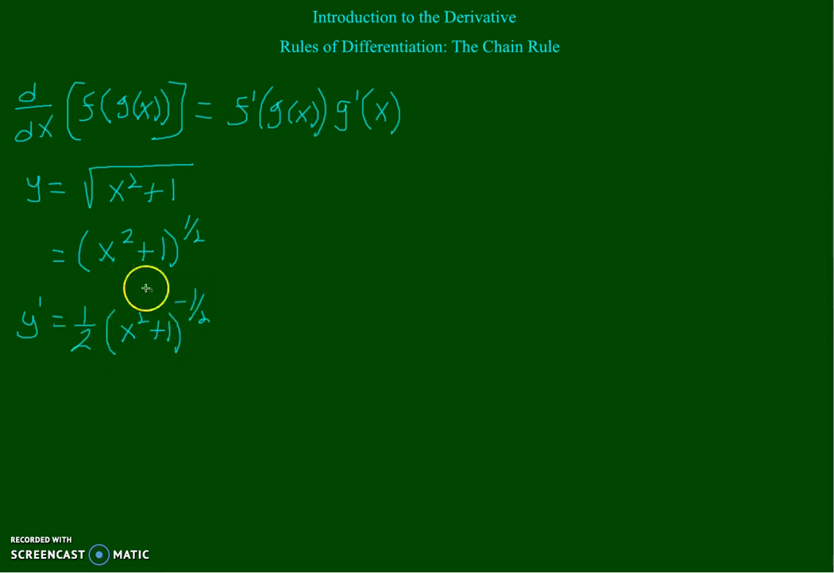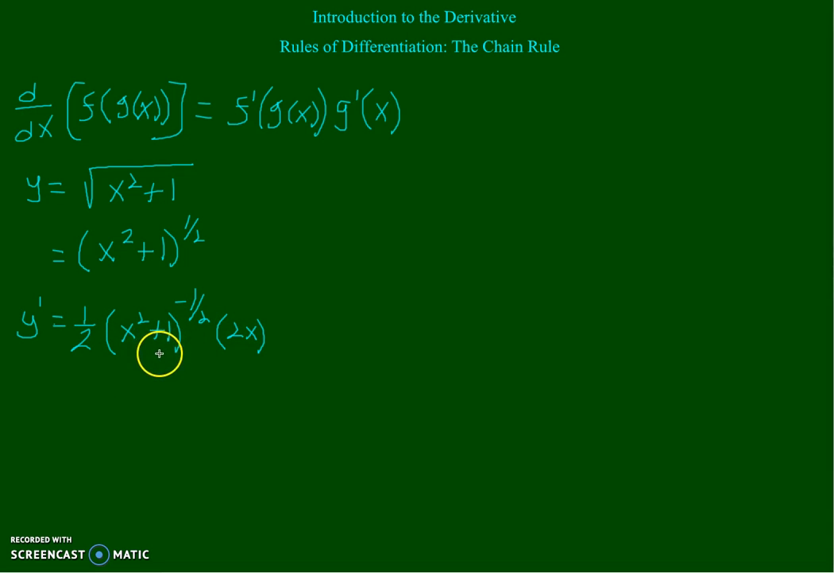So that's the derivative of the outer piece times the derivative of the inner piece. The derivative of the inside piece is 2x. And that is the chain rule.